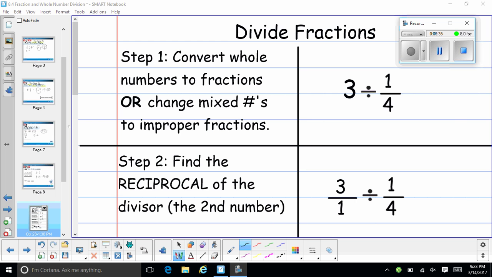Alright, step 1, I want to convert whole numbers to fractions or change mixed numbers to improper fractions if that happens to be the case. And the example that we're going to use today is 3 divided by 1/4. Once you have this box completed, continue to hit play.